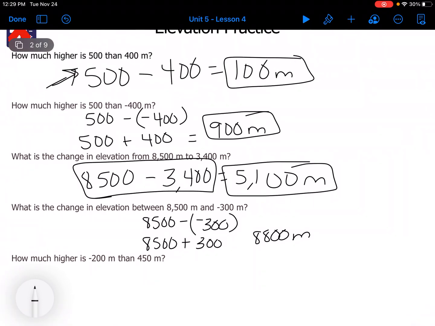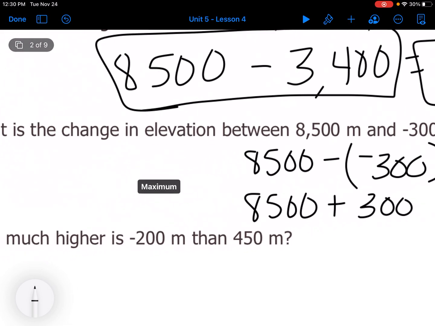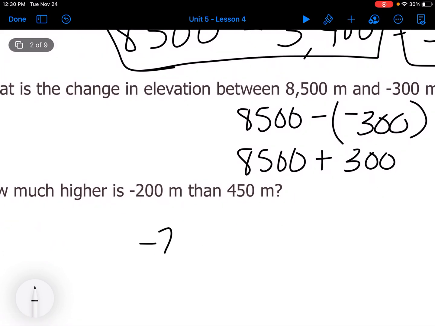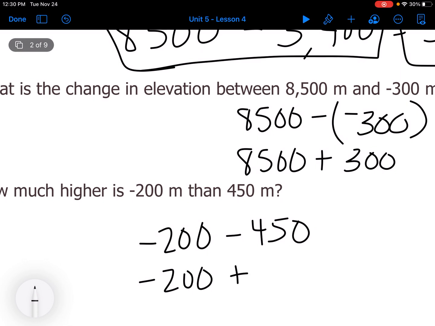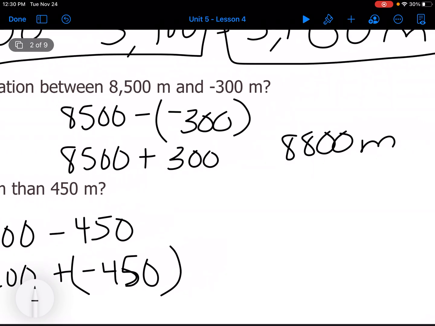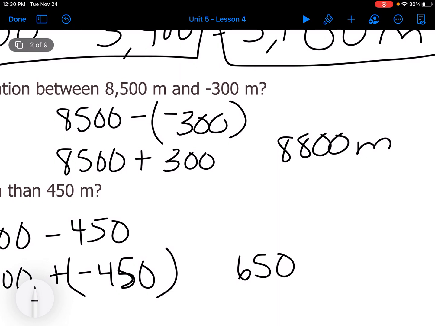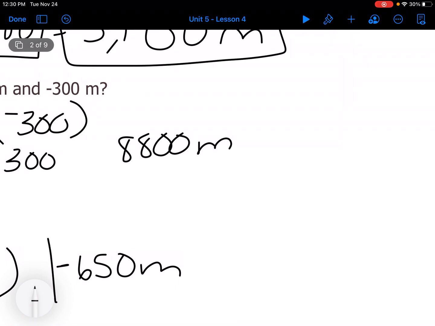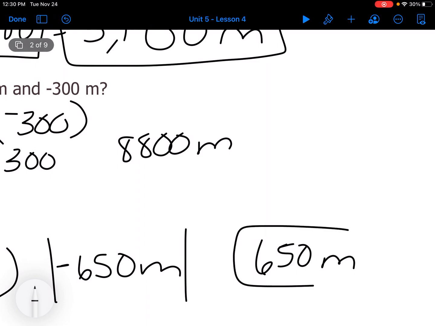All right, how much higher is negative 200 meters than 450 meters? So I have negative 200 meters minus 450 meters. Negative 200 plus negative 450. Well, my signs are the same, so I'm going to add, and I get 650 meters. And because it's distance, even though it's negative right here, I'm going to make it absolute value. So it's 650 meters because distance is always positive.